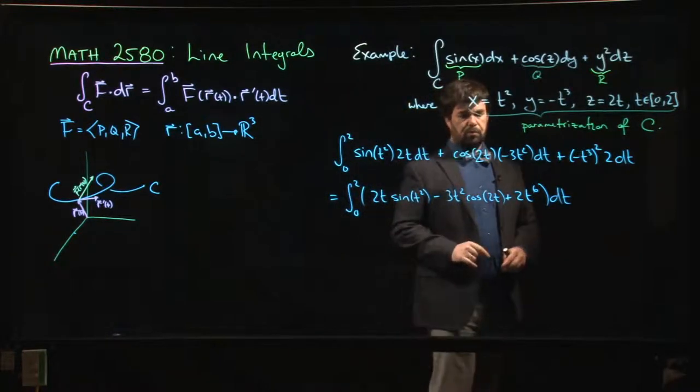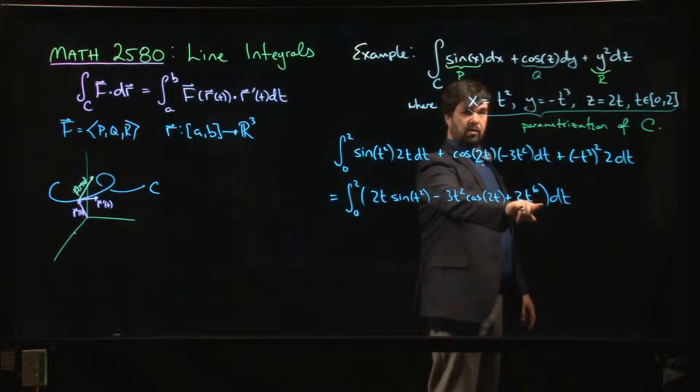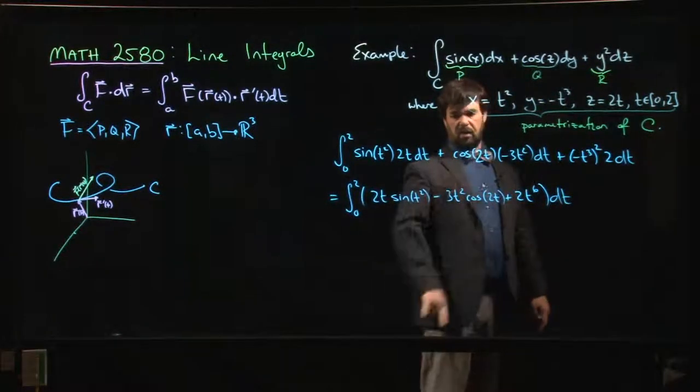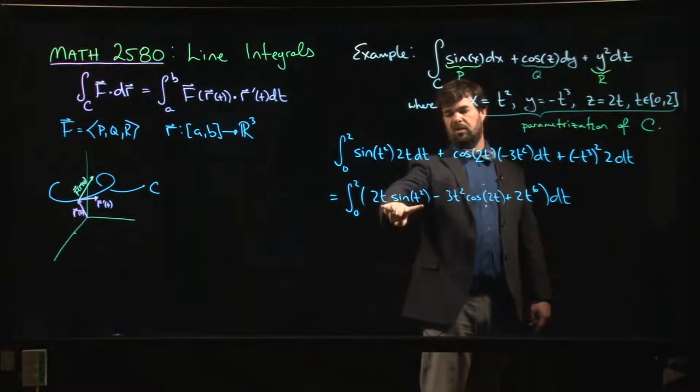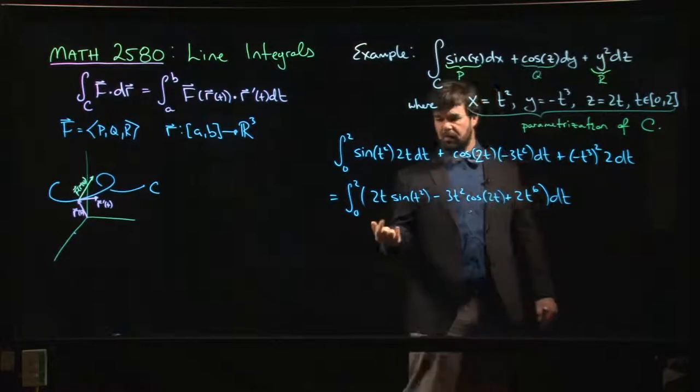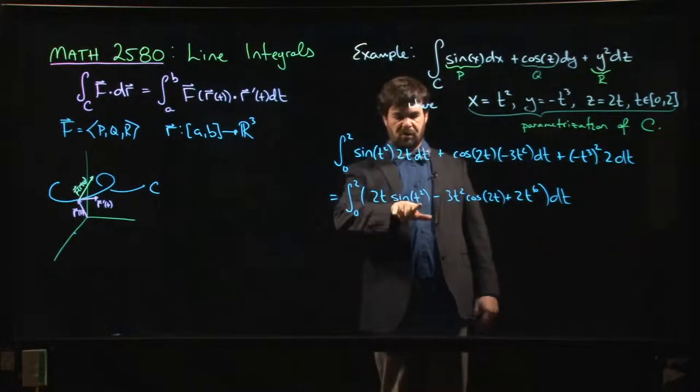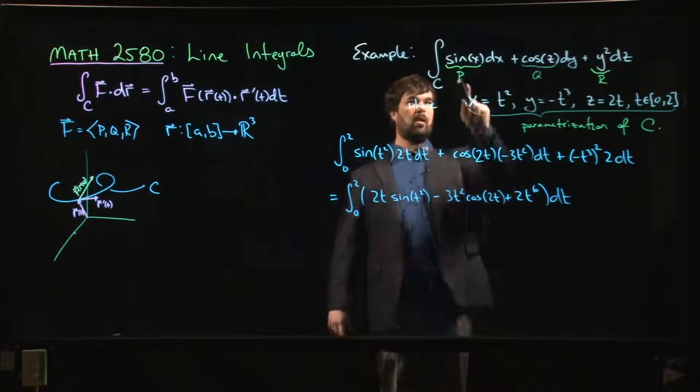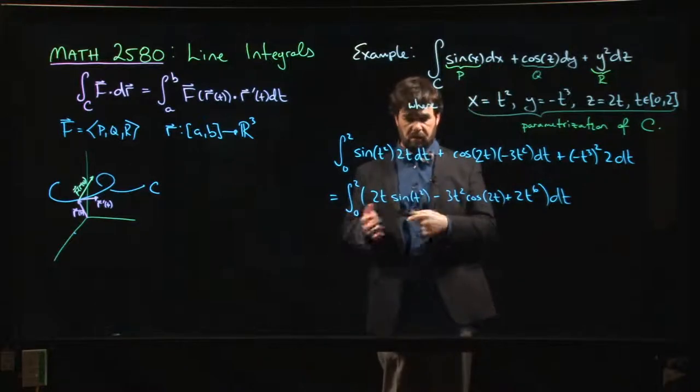Two of the three terms are relatively straightforward. Right here you have simple power rule. That's easy enough. This is a simple substitution, right? You let u equal to t squared, du is sitting right here, 2t. In fact, that's not surprising because this 2t sine t squared, where did it come from? It came from sine x dx, yeah?